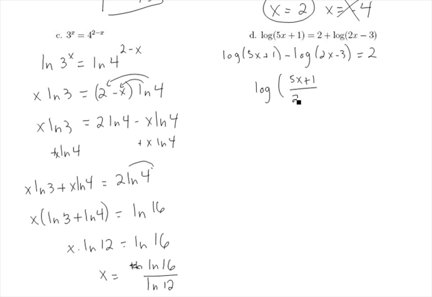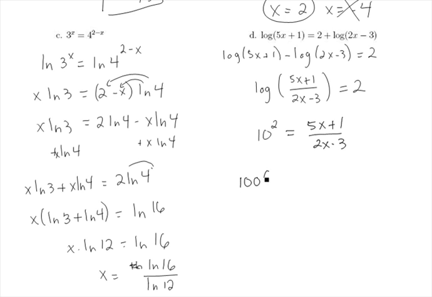Just like part B, we're now in a place where we need to put this in exponential form. The log is equal to the power, so it's power 2. The base is not written here, so it's implied that's base 10. So 10 squared equals what's inside the log. And now we can solve this equation by multiplying both sides by 2x minus 3. So we have 100 times 2x minus 3 equals 5x plus 1.